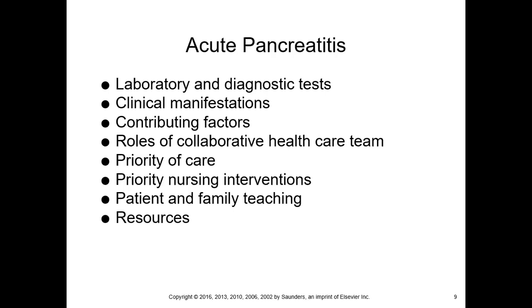Let's talk about acute for a second. It's sudden inflammation. It's caused by destruction by its own digestive enzymes, autodigestion, and it is reversible. Risk factors are gallstones, obstructions, alcohol, trauma, cystic fibrosis. Sudden epigastric pain is the sign and symptom. It may radiate to the back or the left flank. Some bruising or ecchymosis on the flanks is called Turner's sign.